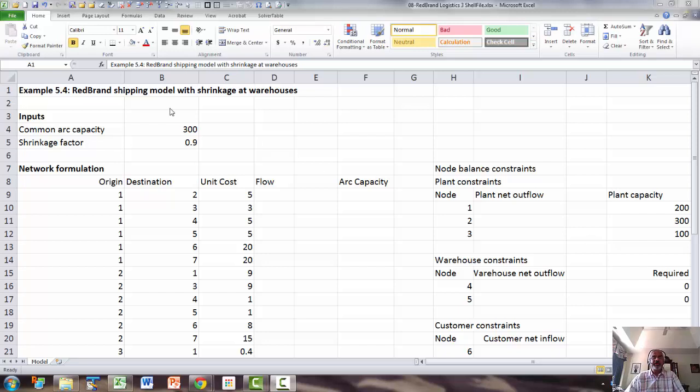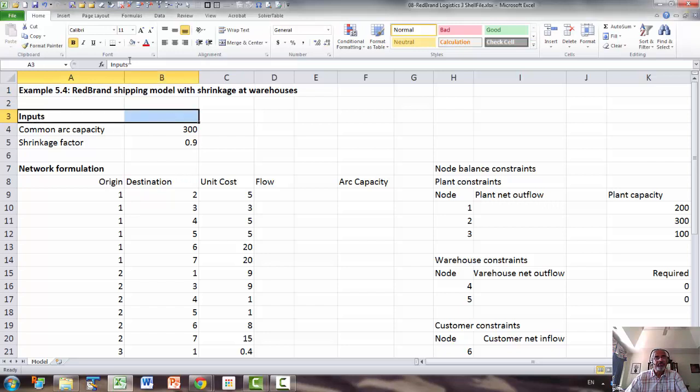Now let's look at a case where there is shrinkage when the product passes through the warehouse. So we go back to the one product example of this red brand shipping. Now we are assuming that there is a shrinkage factor of 90%. And that means if 100 units come in and there's a 10% loss, 90% will go out, or 90 units will go out. So how do we model that?